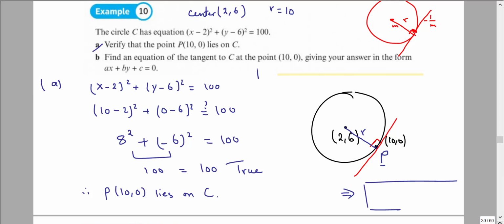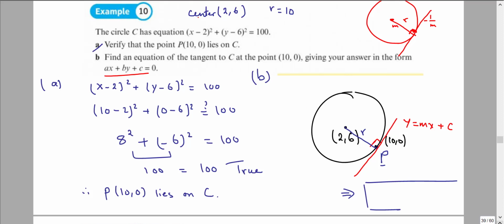Part B, they say find an equation of the tangent. If I draw a tangent here at point P, we want the equation of this tangent in the form ax plus by plus c. We always find it first in the form y equals mx plus c. We need the gradient, and we need a point. We already have a point, 10 and 0, on the line. But we need the gradient. How can we get the gradient of the tangent?